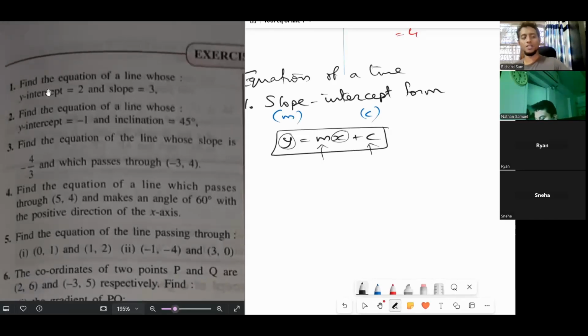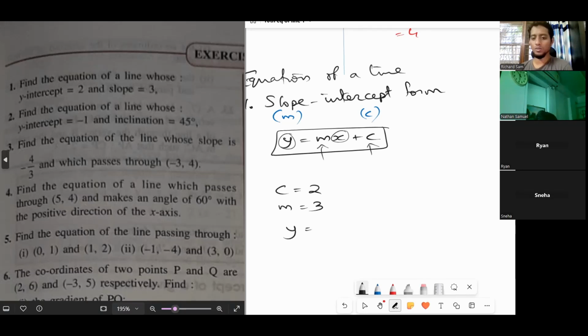For example, look at the first question. They're saying find the equation of a line whose y-intercept is 2 and slope is 3. So we have what all? Y-intercept means c. C is 2 and slope means m. M is 3. So we substitute these two values in the formula, we'll get y is equal to 3x plus 2. That's the equation of the line. You can rearrange it, putting the x terms, y terms and number terms all on one side. If you take the y to the right side, we'll get 3x minus y plus 2 is equal to 0. This is another way of writing it.